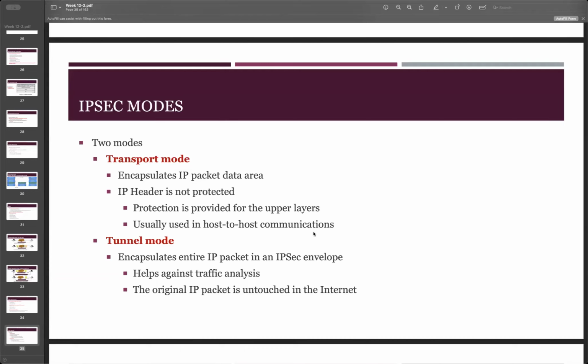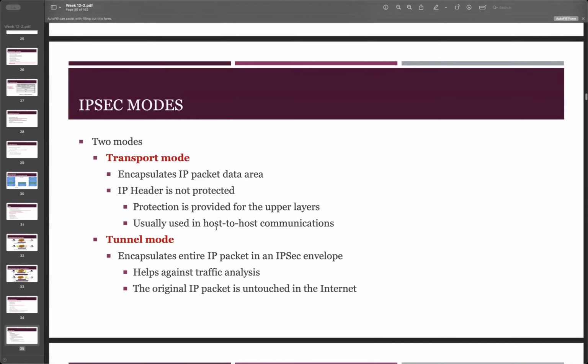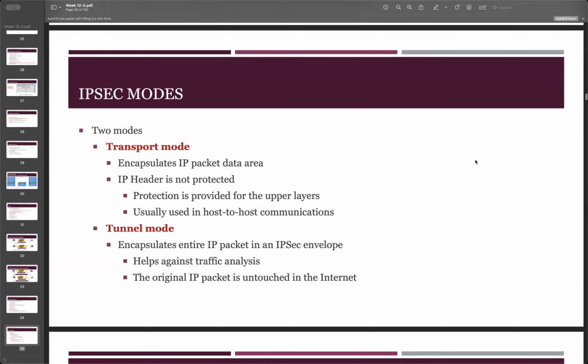And then we have tunnel mode. We try to encapsulate the entire IP packet in an IPsec envelope. This can help against traffic analysis. That means if we're using transport mode, because it's only for host-to-host communication, if I try to do traffic analysis, it's still possible, and the original IP packet is untouched on the internet. With tunnel mode, if we assume devices A and B, we have the tunnel that goes directly, and the original packet is hidden when we're sending it over the internet.